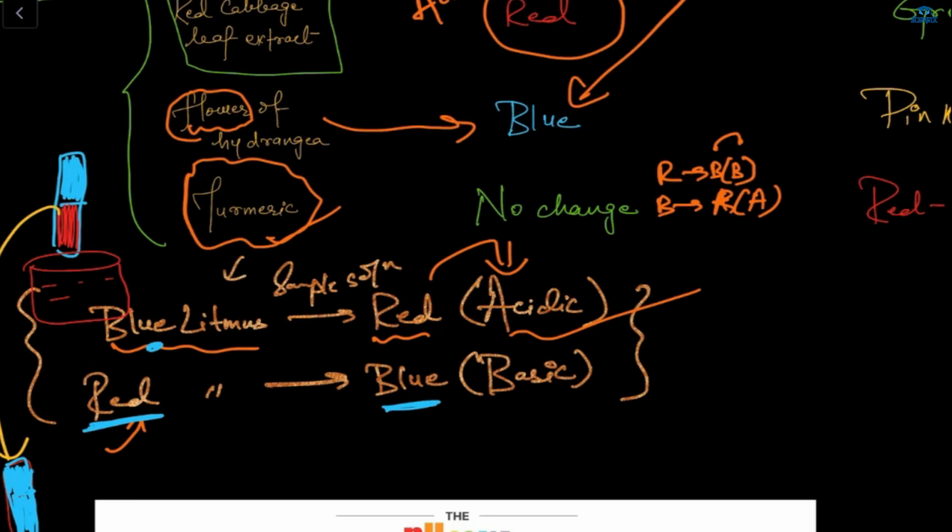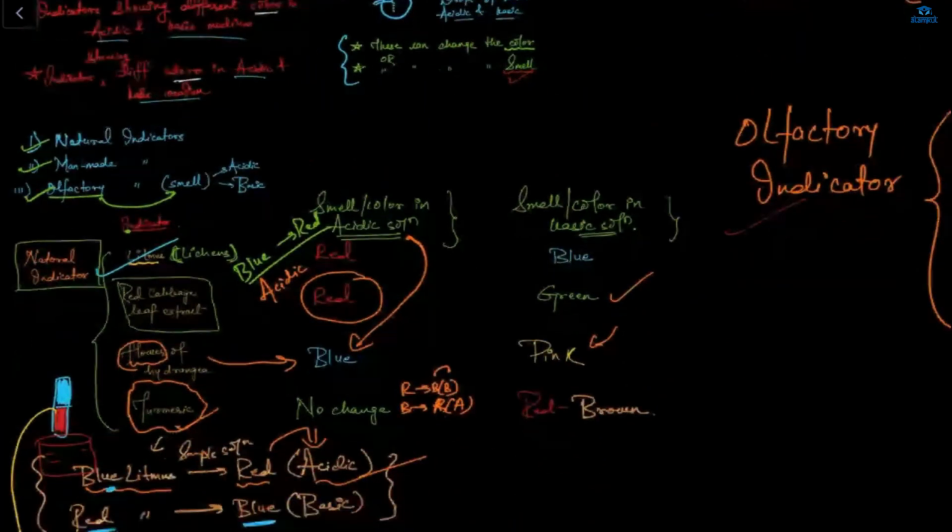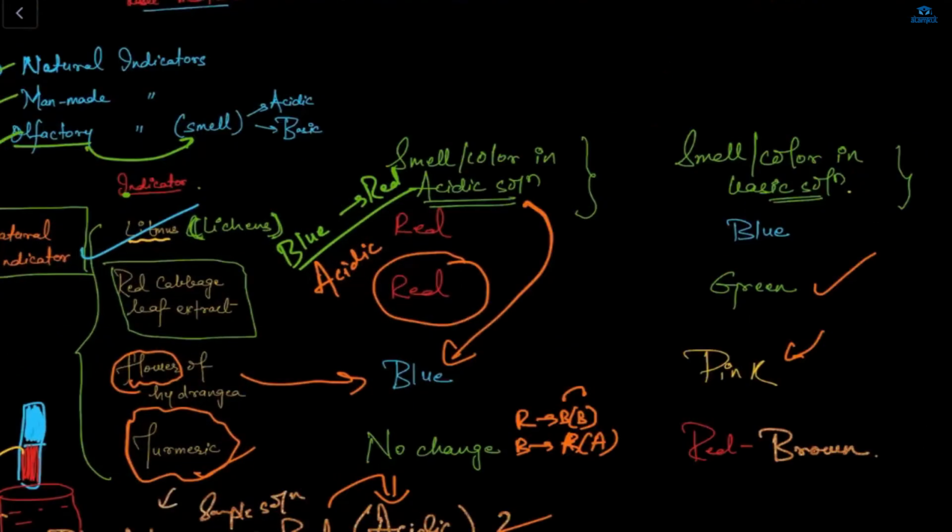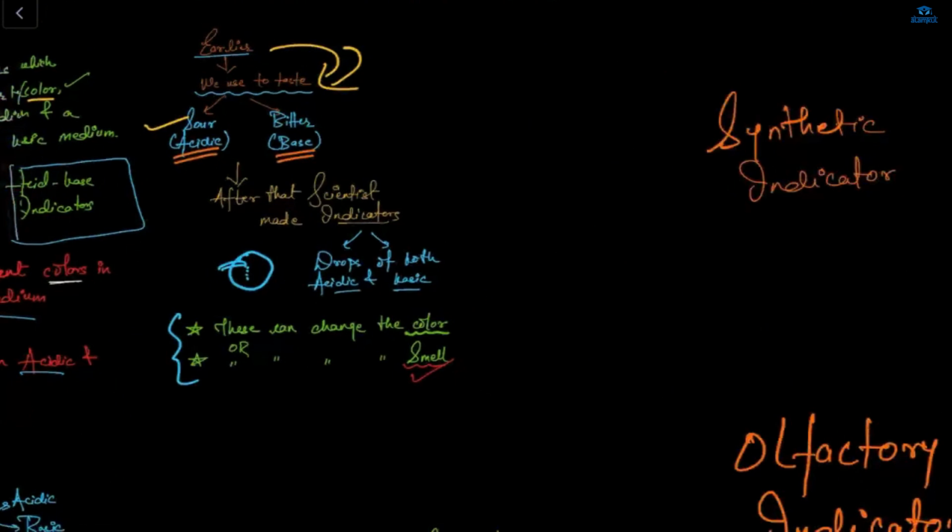And in the red one, it will turn into blue. Okay. Now, natural indicators are done. These are natural: your red cabbage is natural, turmeric is natural, and now we will switch to man-made.